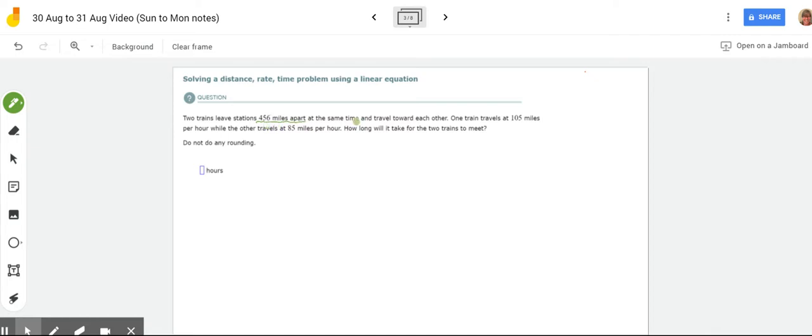456 miles apart at the same time. That doesn't matter. The fact that they left at the same time only matters in that we understand that the time is going to be the same, like the passing of the time is going to be the same, and travel toward each other. One train travels at this rate and the other one travels at this rate.